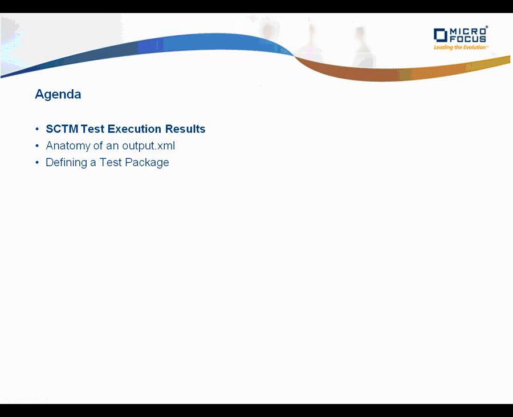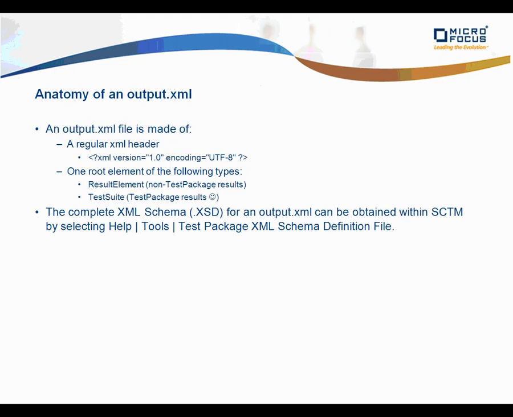Once we understand how the execution results work, it's time for us to take a look at the anatomy of an output XML. As the name says, the output XML is an XML file that contains on the top a regular XML header, and it contains at least one root element of the following types. It can be either a result element that represents the old non-test package results in SilkCentral, or a test suite, which represents the test package results.